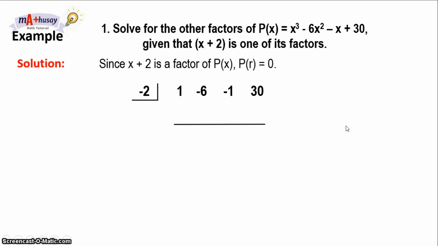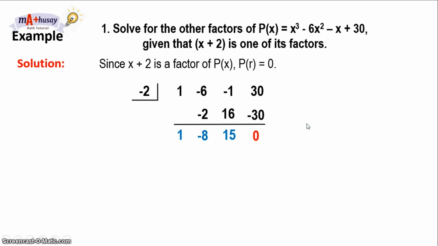Following the procedure of synthetic division, we bring down 1. Then 1 times negative 2 gives you negative 2. Negative 6 minus negative 2 gives you negative 8. Now negative 8 multiplied by negative 2 is positive 16. So negative 1 plus 16 is positive 15, right? Again, 15 times negative 2 gives you negative 30. Now 30 minus 30 gives you 0.